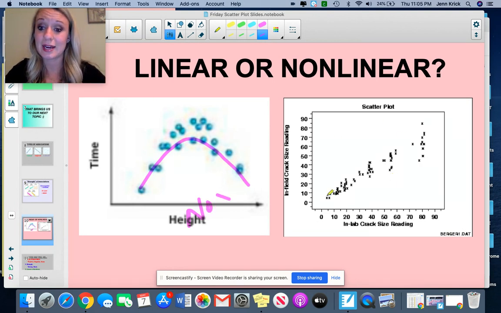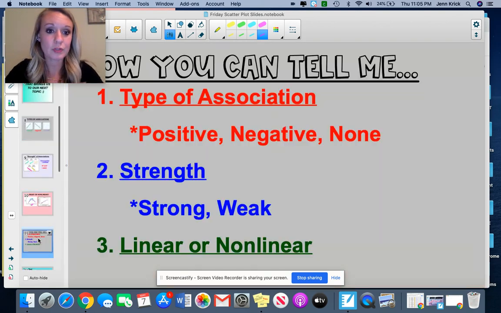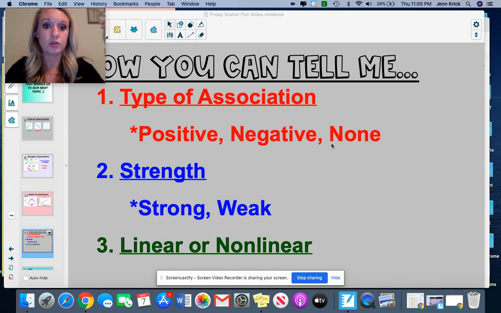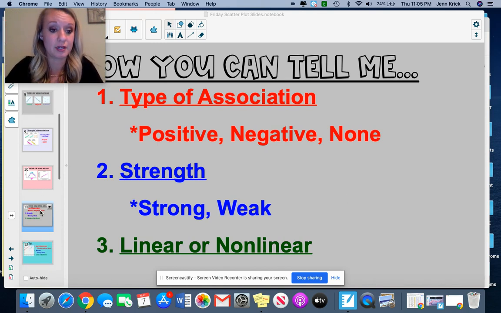These guys here, this pretty much forms a straight line. Not exactly, but this would be a linear scatter plot. This would be nonlinear. So now let's bring it all together and sum it up. You know the type of association: positive, negative, or none. You know the strength, if it's strong or weak. And you can tell me if it's linear or nonlinear. So let's practice that, so when you play your game later for your homework, you know what's going on.